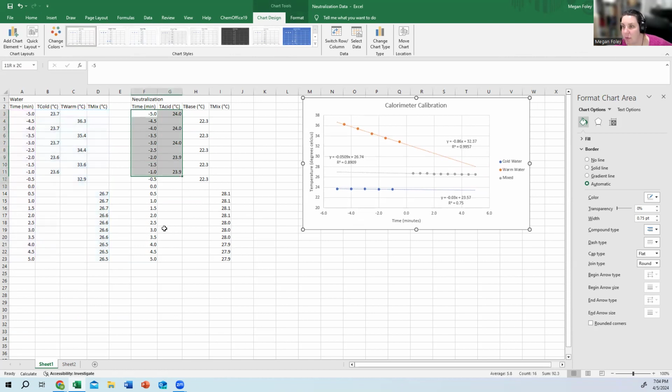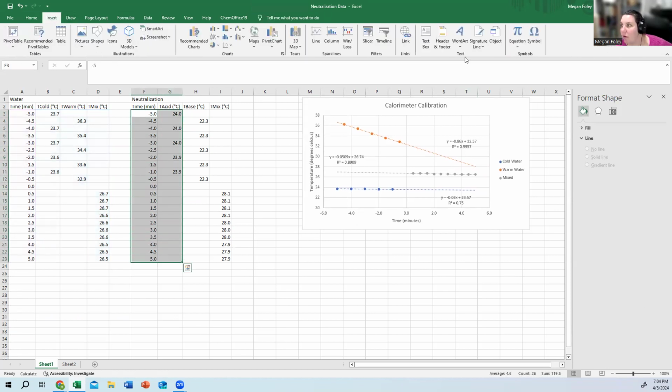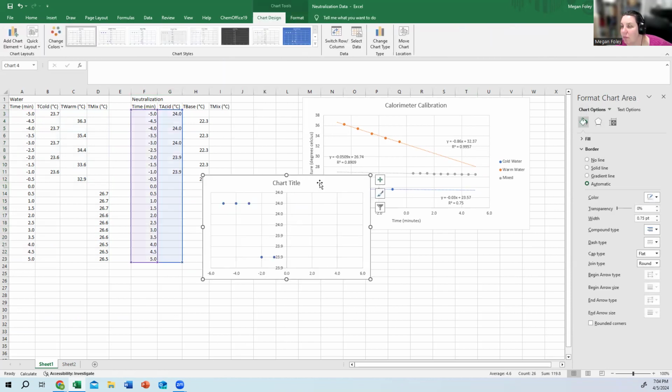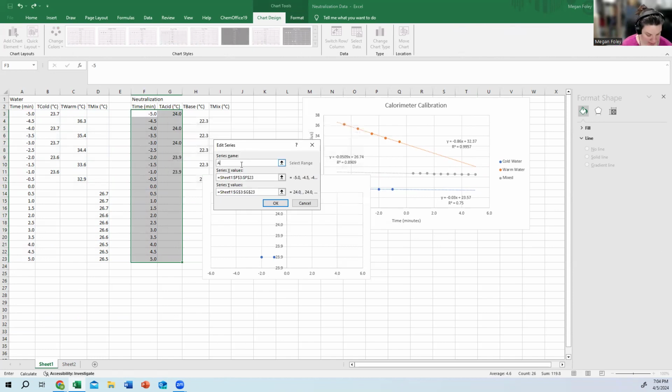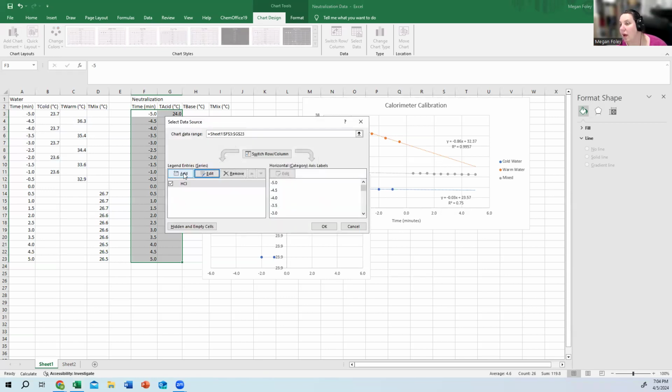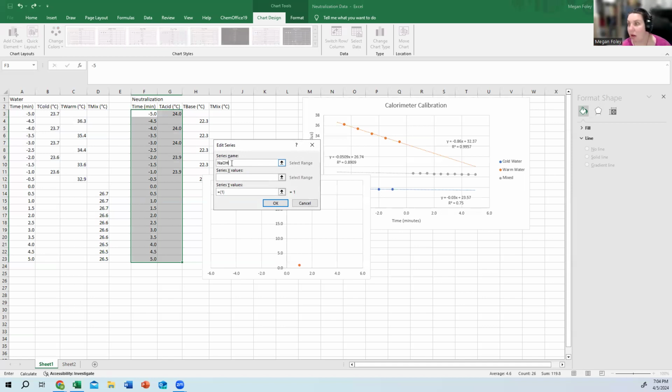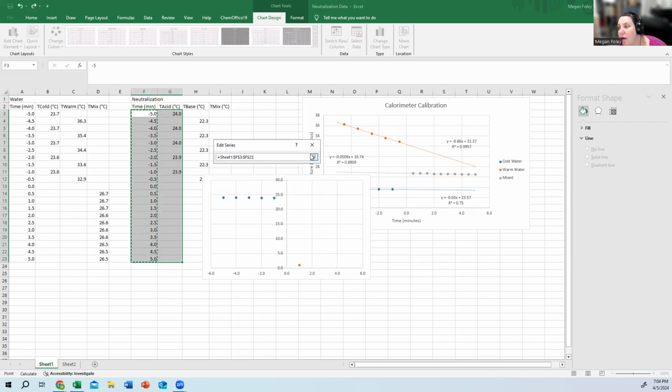our neutralization data. So go ahead, insert scatter plot, clicking the first two lines, and then select data. Go ahead and edit this. This is the acid, or we can just put HCl in there. And we're going to add NaOH with our X values there and our Y values there. And then add one more.